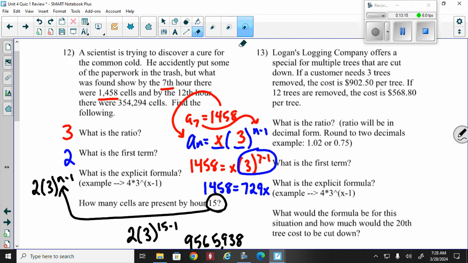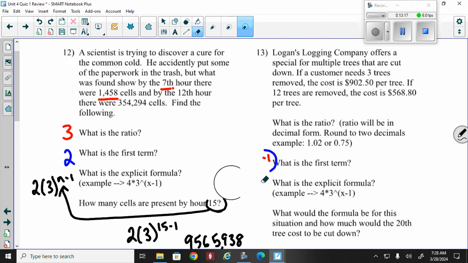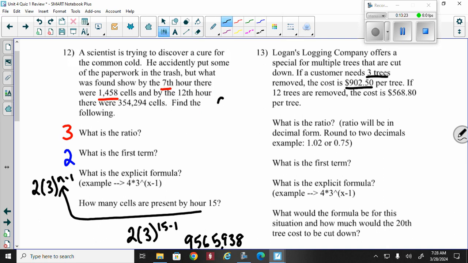Okay, so next, I'm going to go ahead and erase this. If you need to see it again, just go back and watch the video. All right, 3 trees, 902. So A of 3 is 902.50. And then 12 trees, A of 12 is 568.80. So we got to find the r.